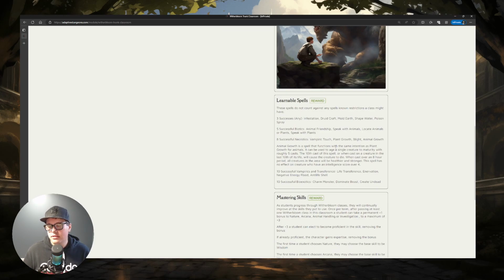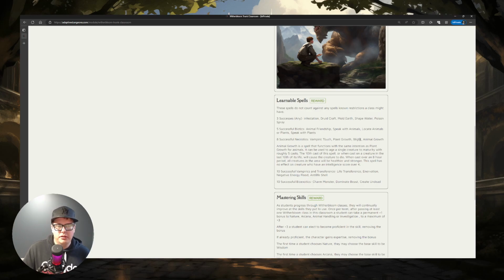So very fast payoff there, but then you have much slower biotics. Now you need 5 successes in biotics, and these don't stack, right? So if you want the reward for 5 successes in biotics, you don't get it after 2 more successes after this. You start over. Then you get animal friendship, speak with animals, locate animals or plants, and we'll talk about speak with animals and locate animals here in a sec.